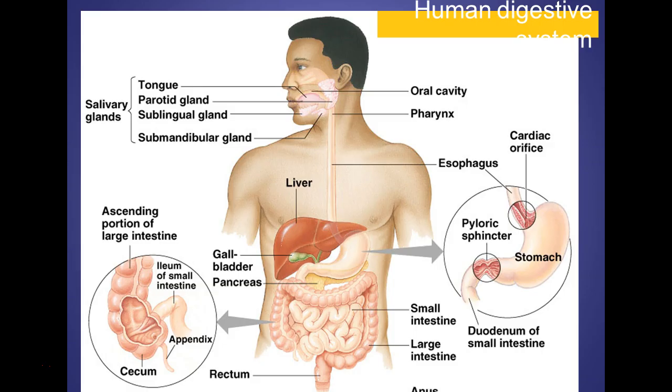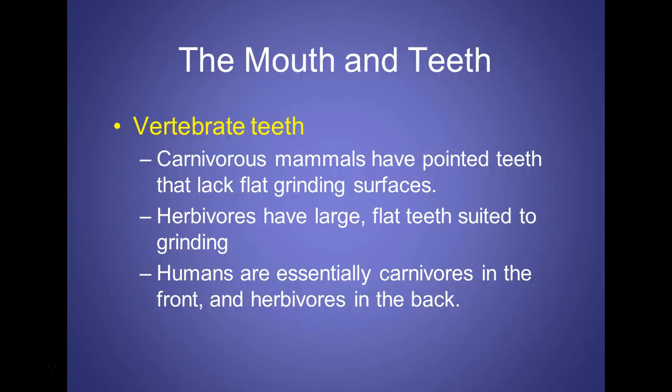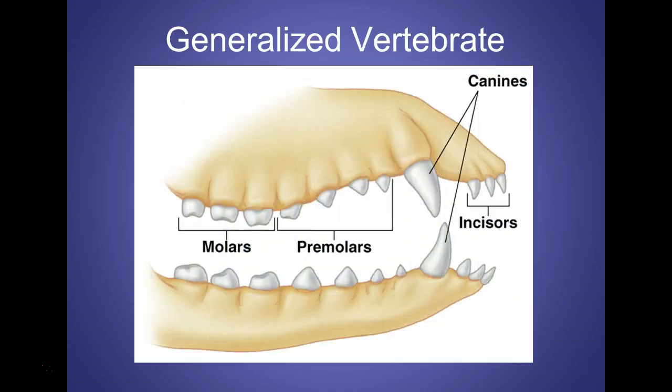So this is just an overview of the digestive system. I'm going to go through and talk about these all, okay? So the mouth and teeth are an important part of the digestive system. Carnivorous mammals have pointed teeth, okay? Herbivores have large, flat teeth. Humans are essentially carnivores in the front and herbivores in the back. Take a second to feel those back teeth. Those are all flat. And then your front teeth are for tearing meat. Interesting to think of that way.